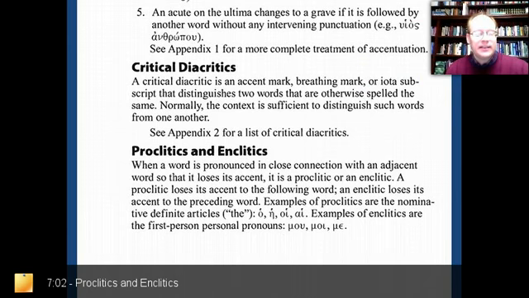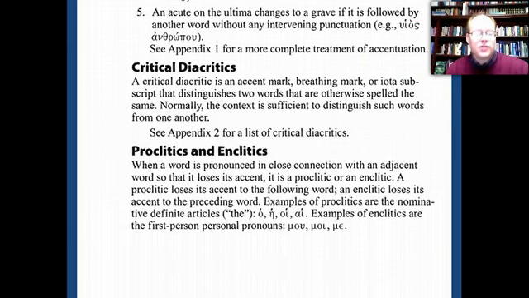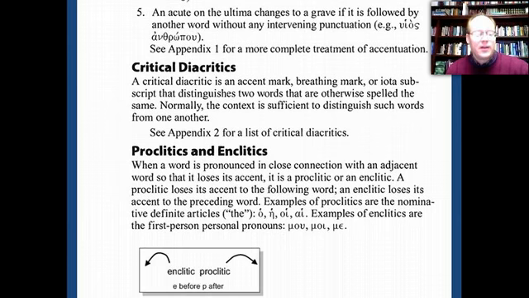Proclitics and enclitics. When a word is pronounced in close association with an adjacent word so that it loses its accent, it is a proclitic or an enclitic. A proclitic loses its accent to the word that follows it. An enclitic loses its accent to the word that preceded it. So this is how I think of it. Enclitics go before, proclitics go after, E before, P after.